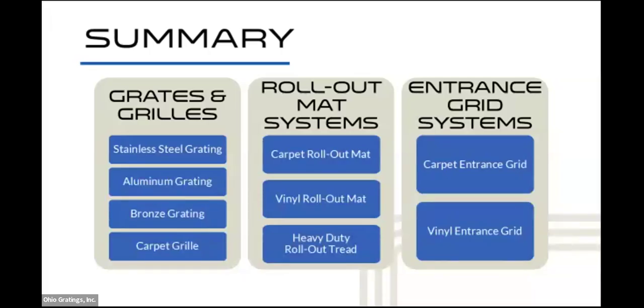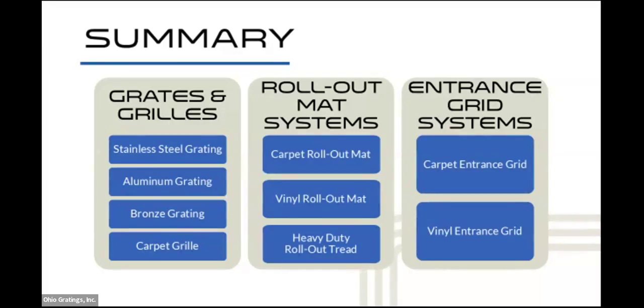So going into a quick summary, okay, there's a couple different options available for entrance systems, and that's going to include grating, grills, rollout mats, and entrance grids. Again, within the grates and grills, you've got options for stainless steel, aluminum grating, bronze grating, and carpet grills. In the rollout mat systems, you do have the carpet rollout mats, vinyl rollout mats, and the heavy-duty tread rollout mat option, just to handle heavier rolling loads.